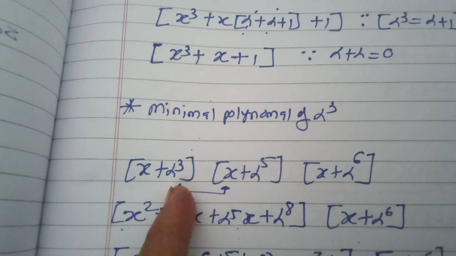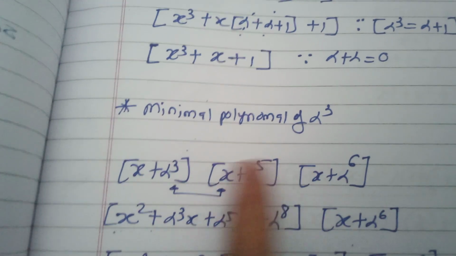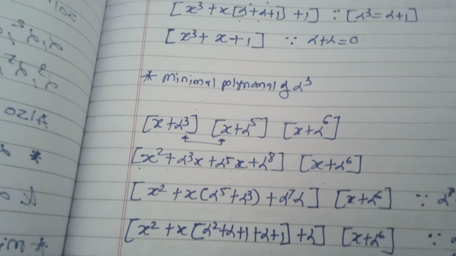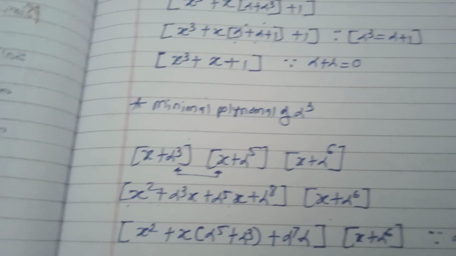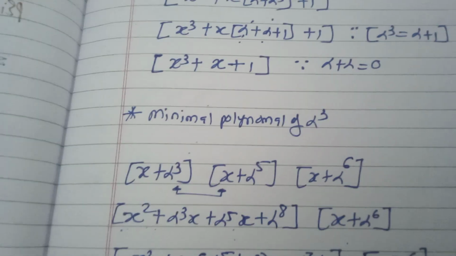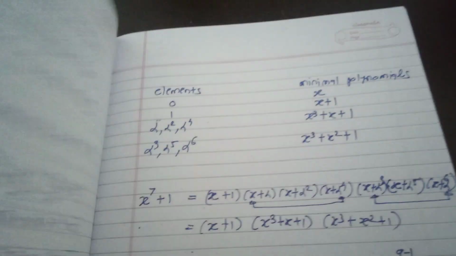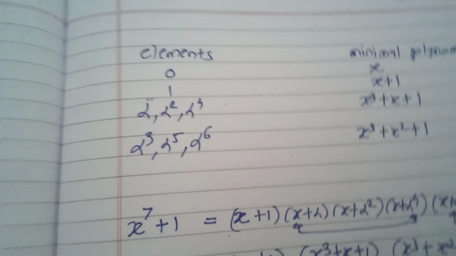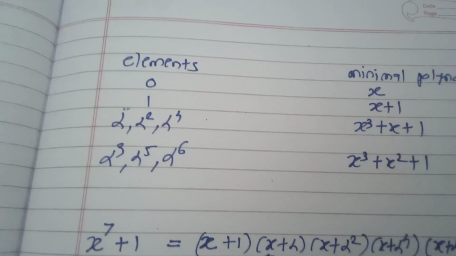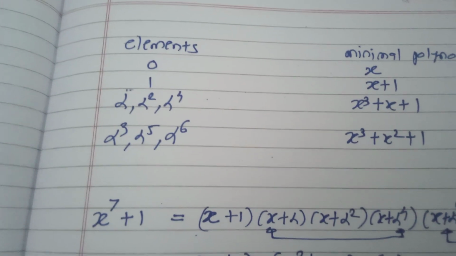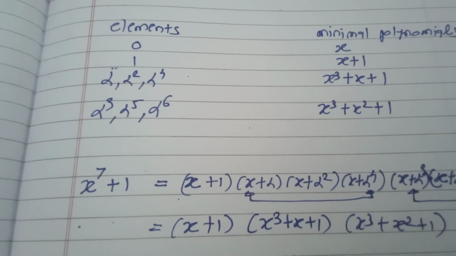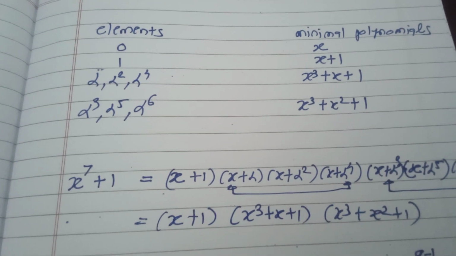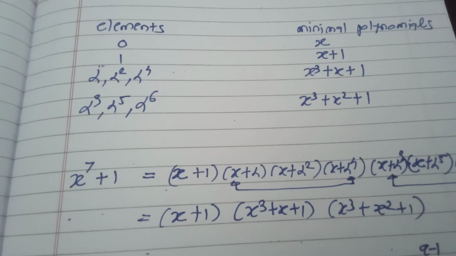We say alpha cube, we are taking the first element. These are its conjugate friends or conjugate members, and these three forms the set, which is called conjugate set. That means the roots of the same minimal polynomial. So the elements are 0, 1. For 0 minimal polynomial is x, for 1 it is x plus 1. For alpha square, alpha raised to 4, the minimal polynomial is x cube plus x plus 1. For alpha cube, alpha 5, alpha 6, minimal polynomial is x cube plus x square plus 1.